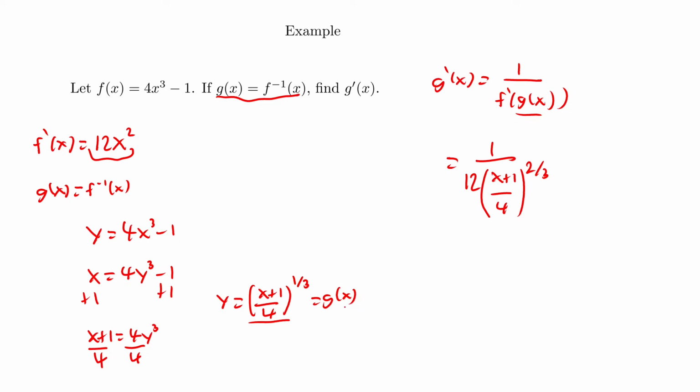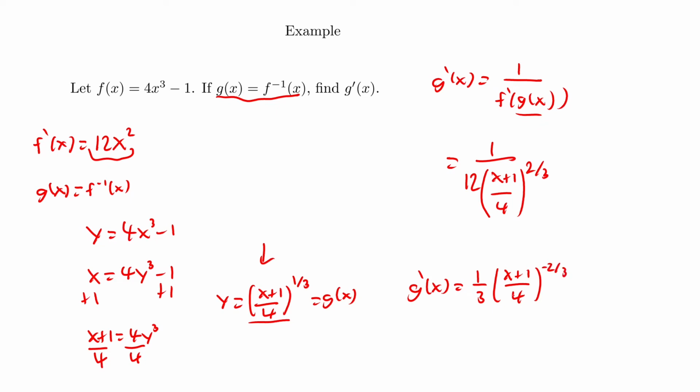Now, you might say, well, couldn't we have just taken the derivative directly once we found g of x? And of course, the answer to that question is yes. We know that g of x is equal to this. We could have applied the chain rule directly to this function over here. And if we would have done that, that would have left us with 1/3 times x plus 1 over 4 to the negative 2/3.